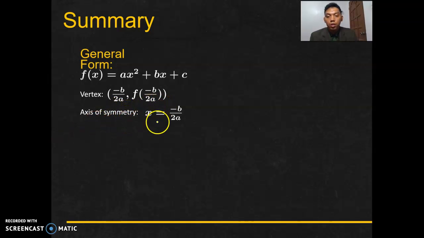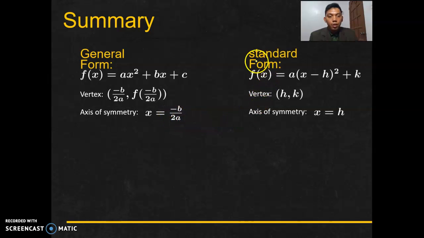And then to get the axis of symmetry, we have x equal to negative b over 2a. The standard form is this one. Okay, and then the vertex is h, k. Then axis of symmetry is x equal to h. And h and k has the following formula. So for h, negative b over 2a, and then k is 4ac minus b square all over 4a.